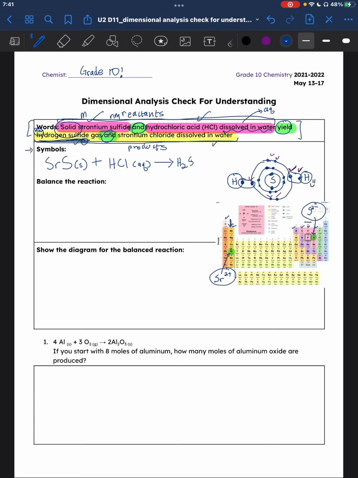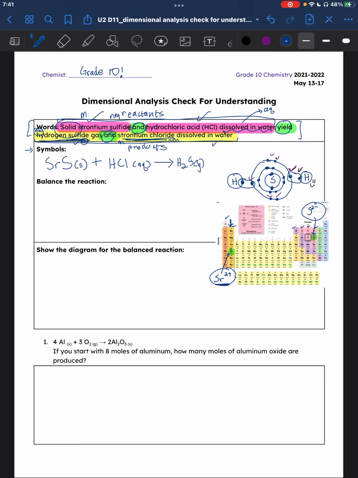And I see that it's a gas, so I'm going to put G for gas. And then finally, strontium chloride. Well, I have a metal and a non-metal, so ionic, so I need to form ions again.